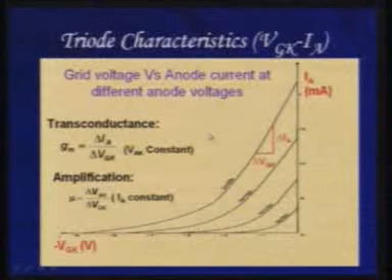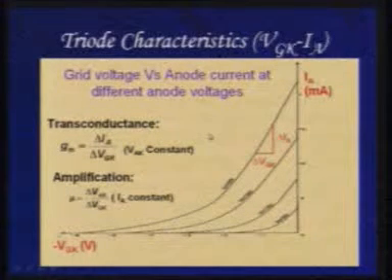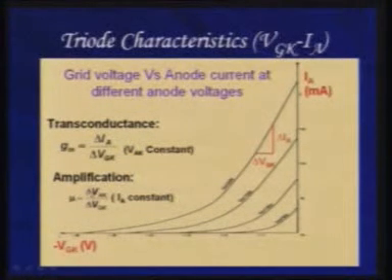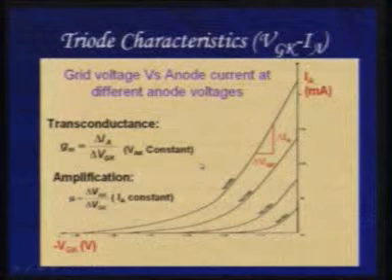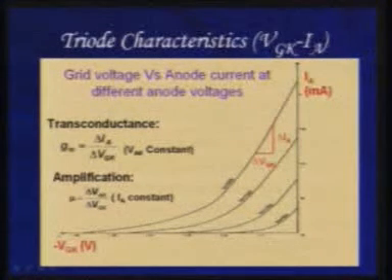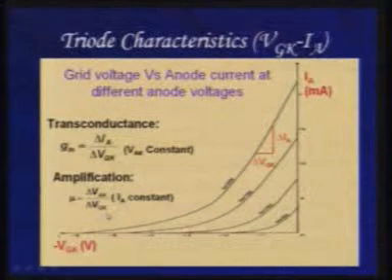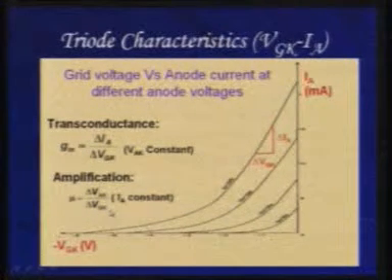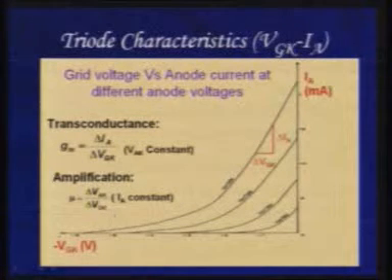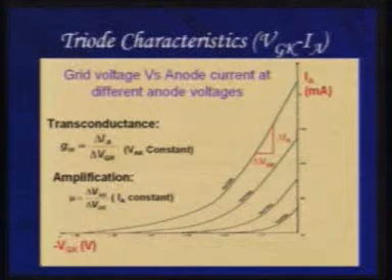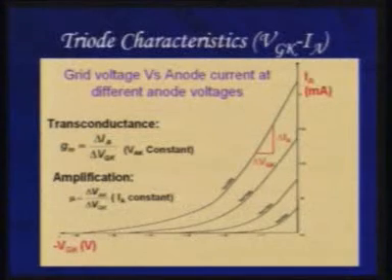So this is another curve that we are getting, and in this case, the amplification that we get is essentially the change in anode-cathode voltage per unit change in the grid-cathode voltage. So that is the gain that we are going to get in the case of a triode valve.